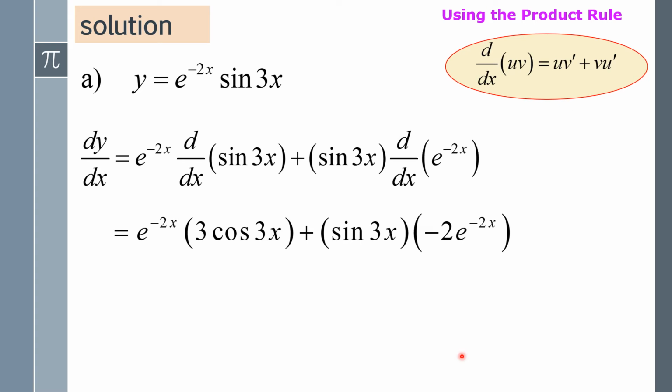Same for this part, if we keep e to the power of negative 2x, then differentiate sine 3x, we get 3 cos 3x. Then we take sine 3x, differentiate e to the power of negative 2x, we get negative 2e to the power of negative 2x. Then we simplify until we get this answer: e to the power of negative 2x times (3 cos 3x minus 2 sine 3x).